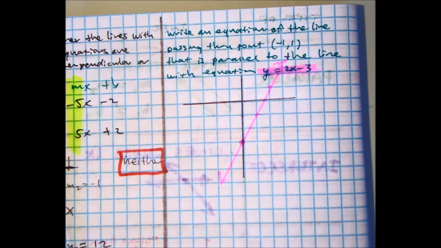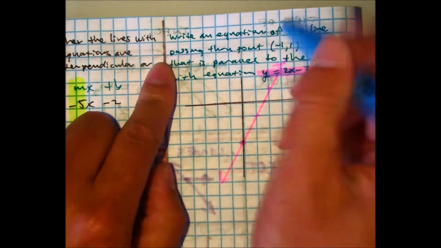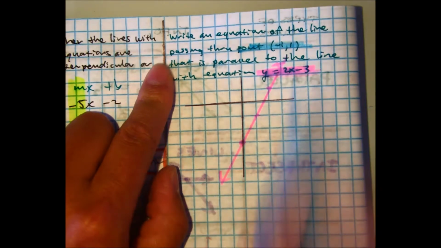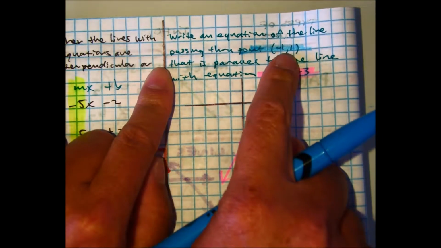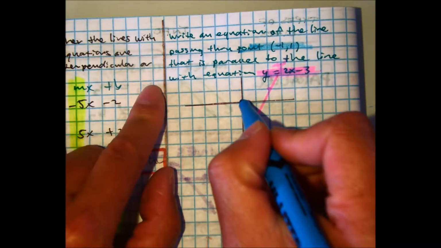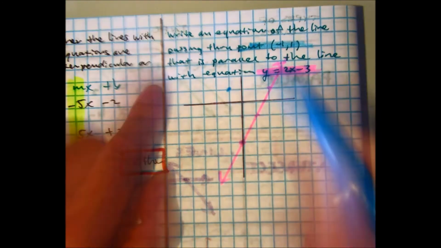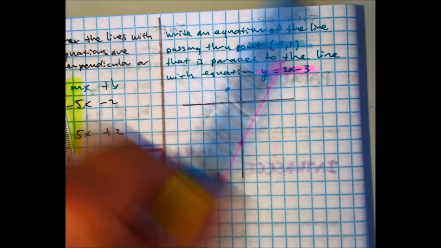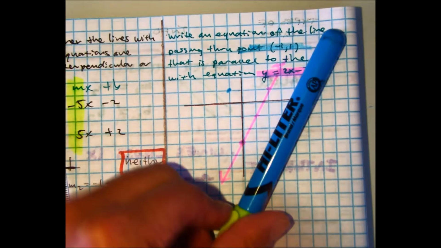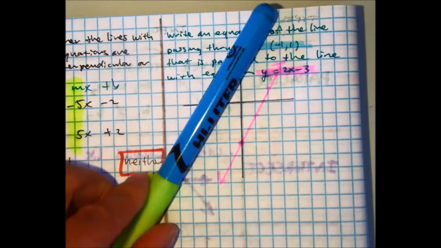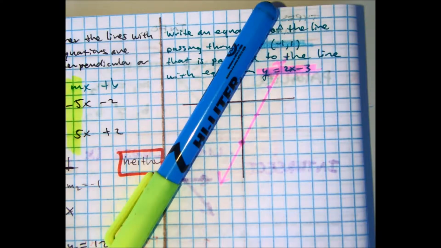But in this problem, it wants an equation. Write an equation of a line passing through negative 1, 1, and it's parallel to this line. So left 1, up 1. My graph can't be down here because it has to go through that point. So my graph's probably going to look like this, where my blue pen is. See that?